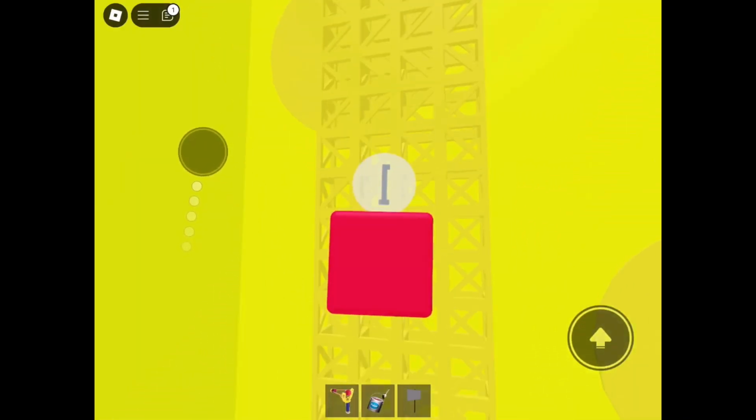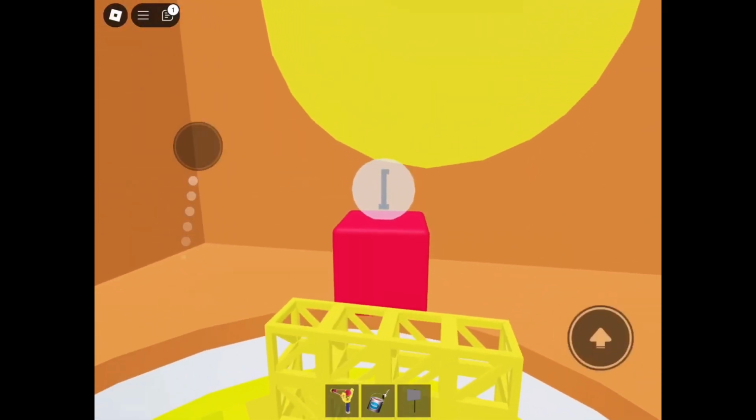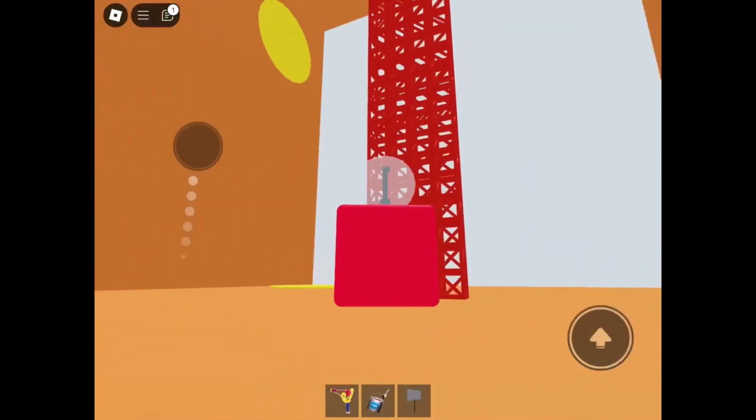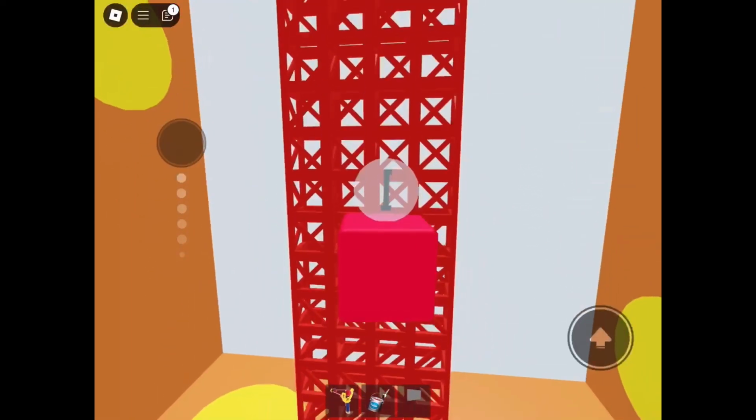1, then 2, then 3, then 4. Every time, that's one block more. That's our rule. You see, it's true. Counting is a pattern too. That's a pattern. Let's have another.